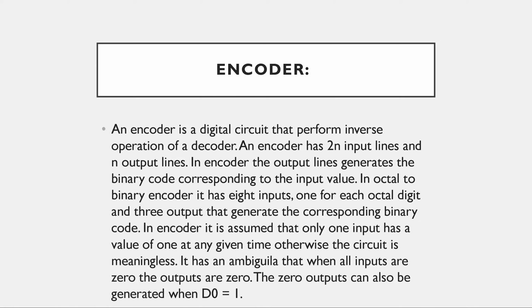In an octal to binary encoder, it has 8 inputs, one for each octal digit, and 3 outputs that generate the corresponding binary code. In an encoder, it is assumed that only one input has a value of 1 at any given time, otherwise the circuit is meaningless. When all inputs are 0, the outputs are 0. The 0 outputs can also be generated when D is not equal to 1.